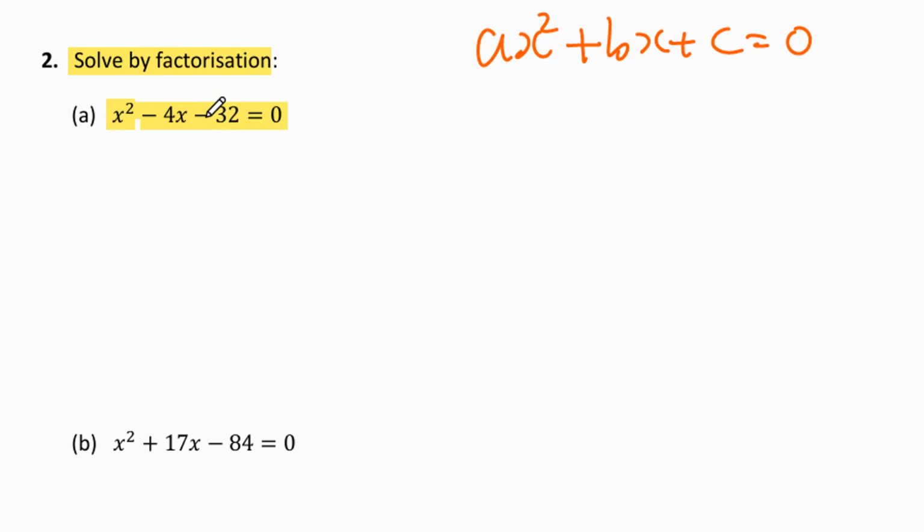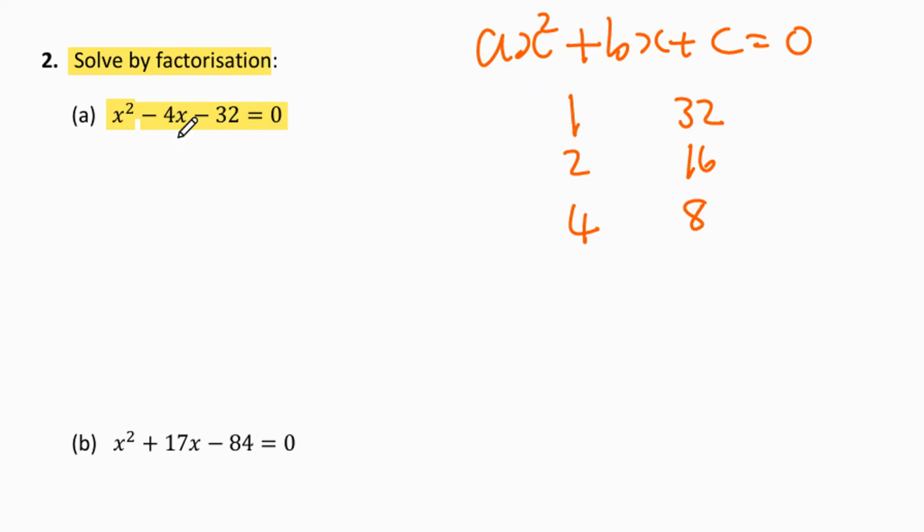We can ignore the minus for now. So we want to write down the factors of 32. It's 1 and 32, 2 and 16, 4 and 8. So these are the factors of the constant.